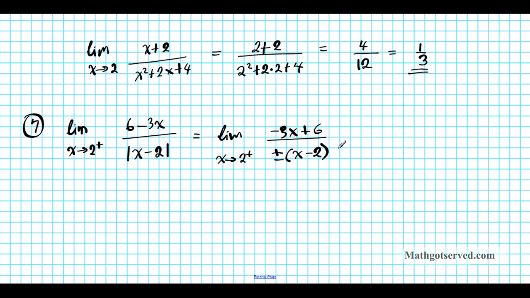Okay? Now we can rewrite this as the limit as x approaches 2 from the right. In the numerator, we can factor out negative 3.